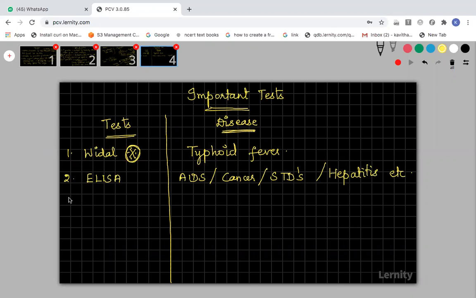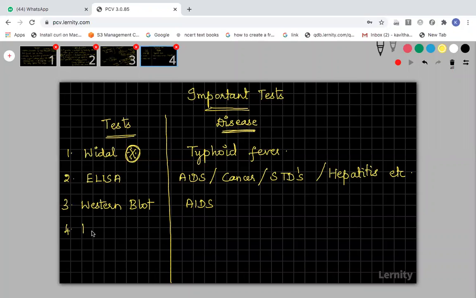ELISA will be done for so many diseases using different enzymes, because it is enzyme linked immunosorbent assay. I gave you the complete expansion of ELISA in the AIDS concept itself. Now, the third one is Western blot. Western blotting is the confirmatory test for AIDS.